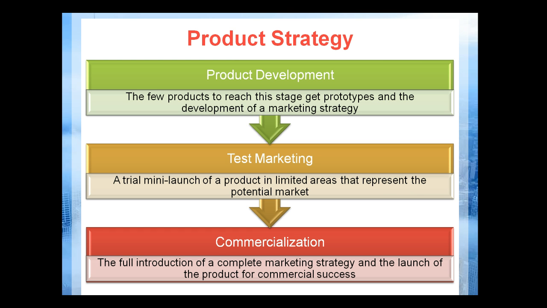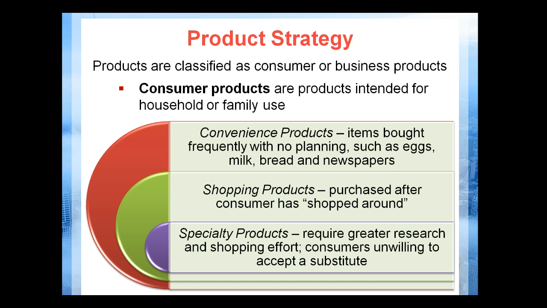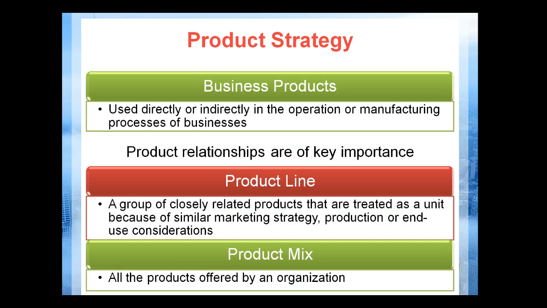Once they get that feedback, if the feedback is very, very overwhelmingly positive, they are now ready to commit a full amount of money to producing a mass quantity of these products and then commercialize it or make it available for commercial use. So products are classified as consumer or business products. Consumer products are the things that you use every day in one form or another, whether it be for convenience, whether it be for shopping products or specialty. In some area, we are going to be involved in those three different types of products.